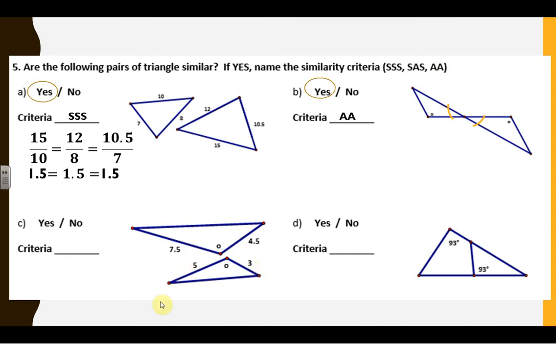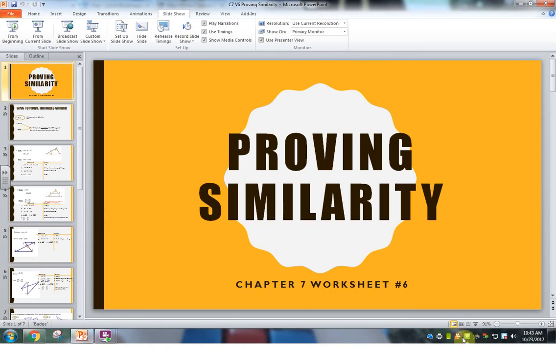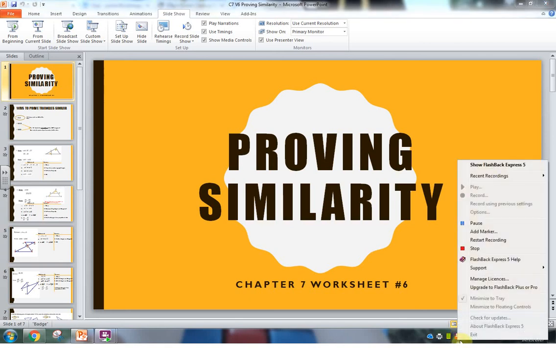Down here, this is looking like a side-angle-side, but again, I need to make sure that my sides are proportional. 5 is bigger than 3, 7.5 is bigger than 4.5, so that's how I picked which ones go together. I simplify, I get 1.5 and 1.5, so this is a yes for side-angle-side. In D, I have this reflexive angle here, and then I have 93 and 93, so this is a yes because of angle-angle. It has two congruent angles. That's it. So again, angle-angle is what you're going to use most of the time. Other than that, you would have to have numbers.